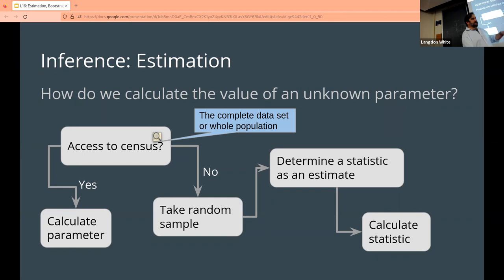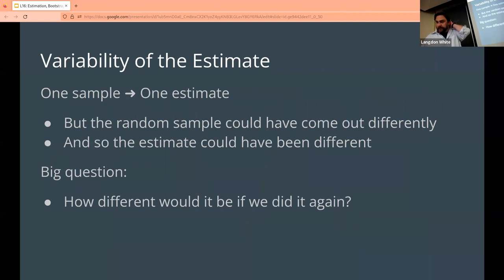However, if we don't have access to the full census, for example, in the homework, spam calls in the entire world, which we probably don't have access to, what we can do is get a random sample. Then we can determine a statistic as an estimate, and calculate that statistic. This is not really talking about the simulations, just the estimation side. So how do we estimate the thing? There's a really easy way, and then there's the much more common but more difficult way. This is mostly just English, not really talking about the example per se.